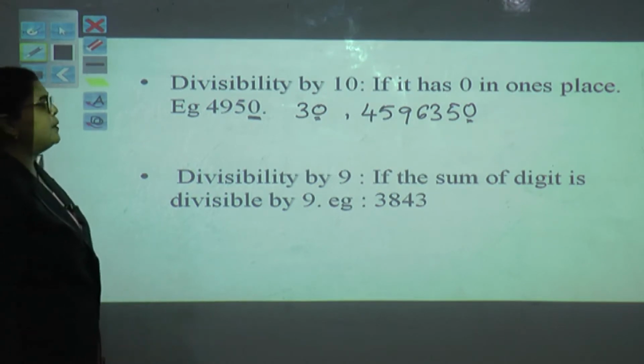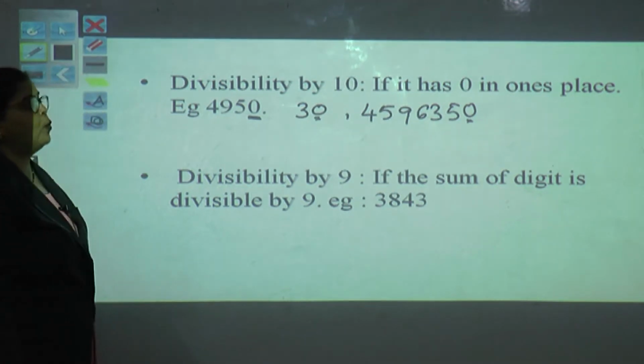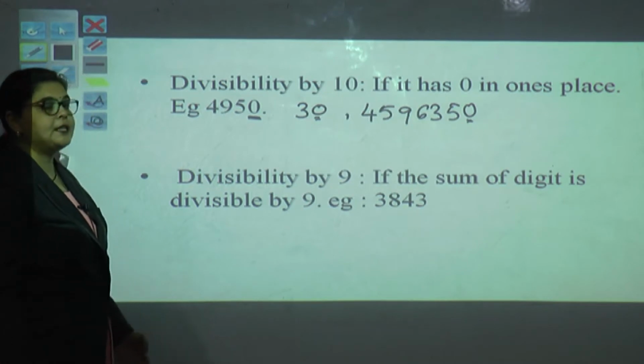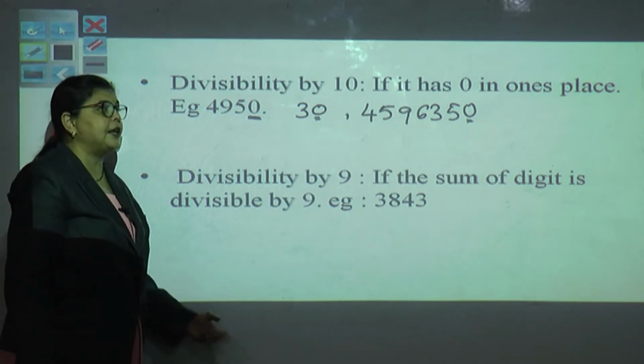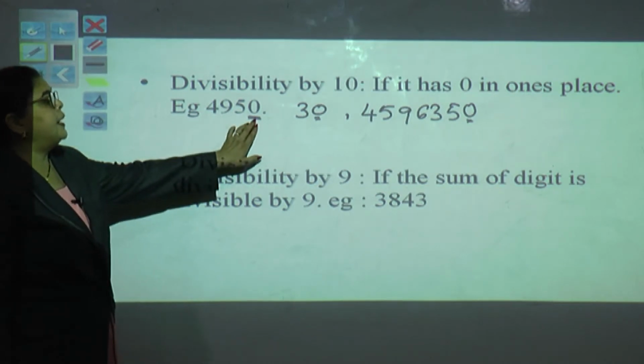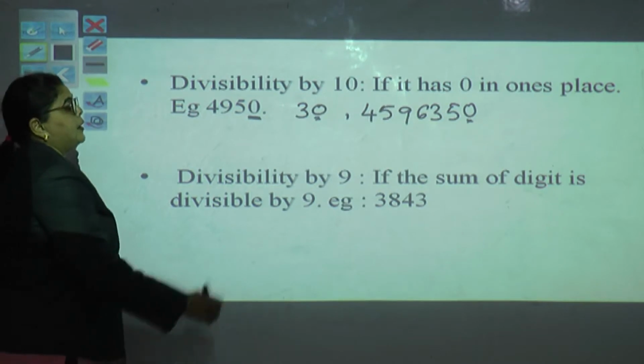So what is the divisibility rule of 10? We just have to check the ones place. The number may have any number of digits, it may be 2-digit, 3-digit, 5-digit, 8-digit, 10-digit, or 12-digit, only the ones place matters. If the digit there is 0, that number can be divided by 10 giving the remainder 0.